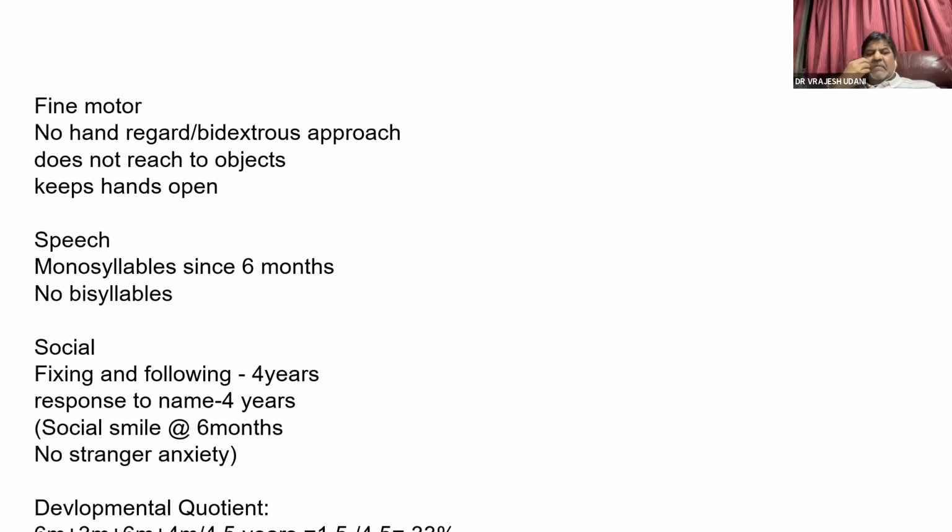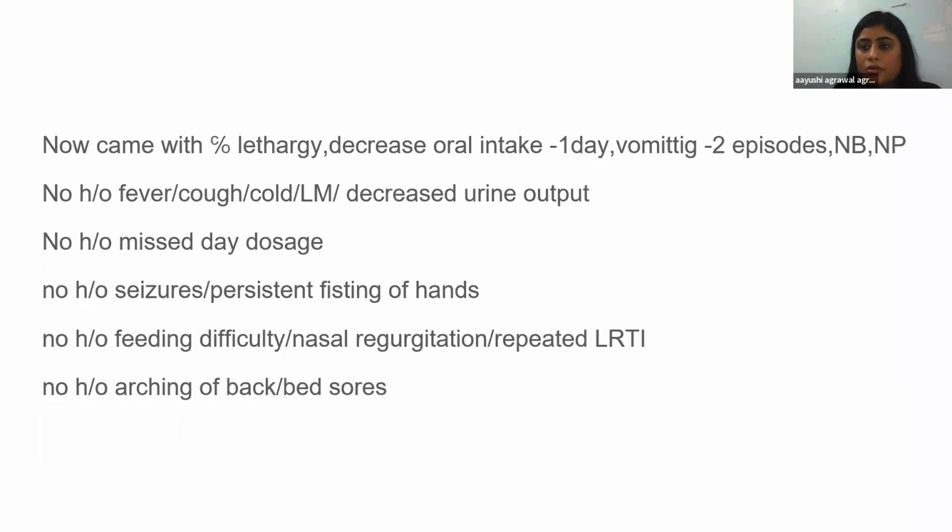Okay. Go on. Socially, she was always delayed. She never had any stranger anxiety. Social smile, she started having at 6 months of age. She has started responding to name and fixing and following only since 6 months back, after the treatment was started. Development quotient now is 33% in all the domains.